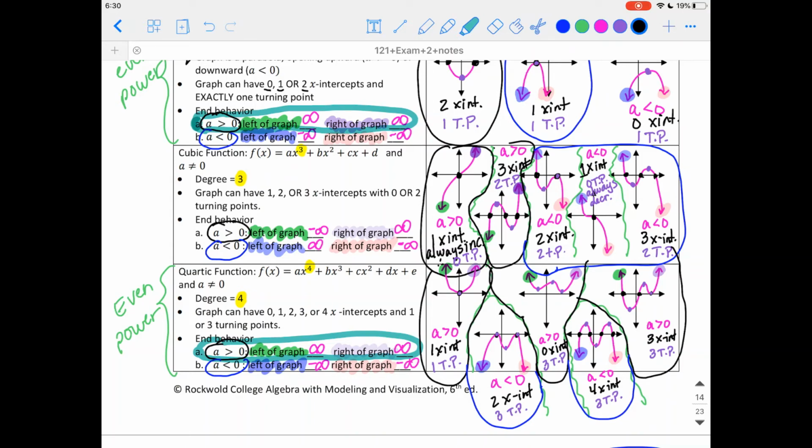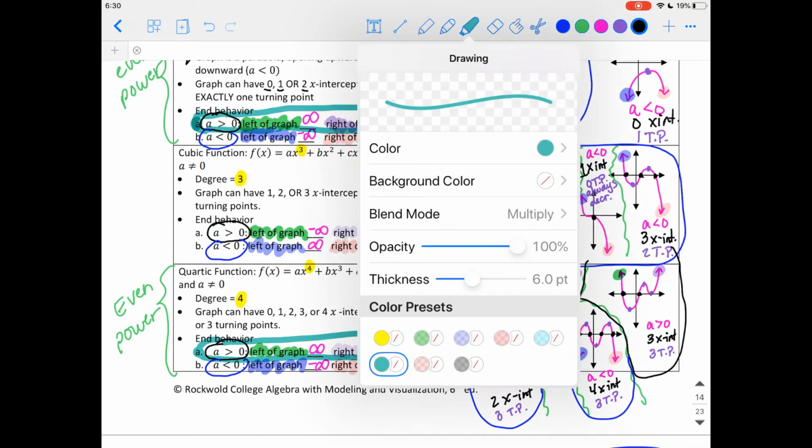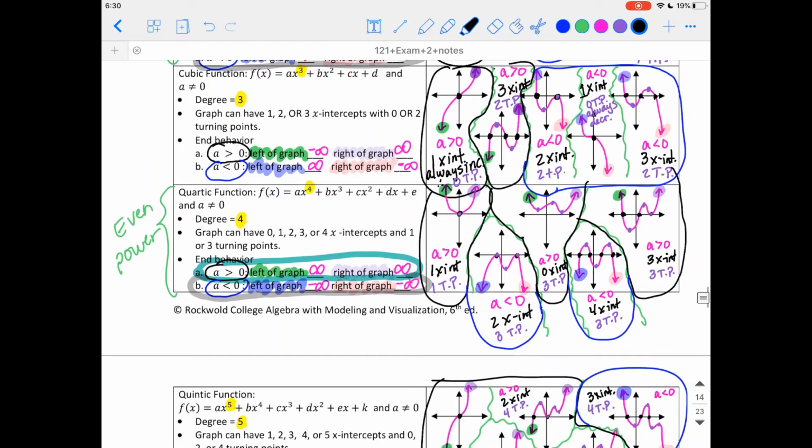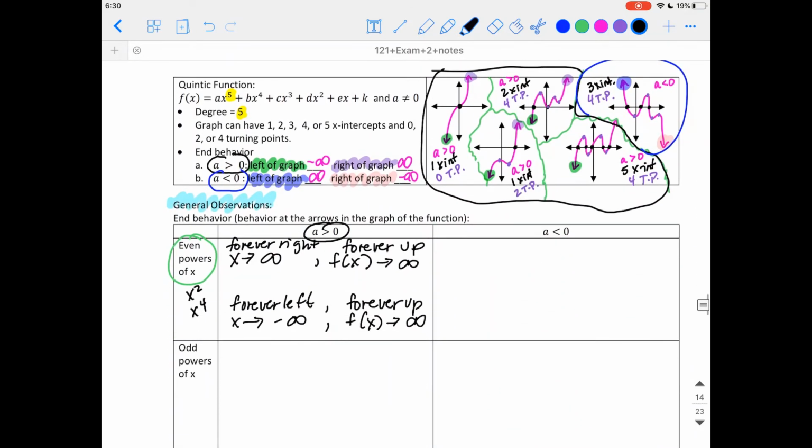Now for a less than 0, so let's take a look for a less than 0. For even powers only, I'm looking at these. And if you notice, both the left and the right of the graph are headed towards negative infinity. And the same thing is the case right here. Okay, so let me write it over here.